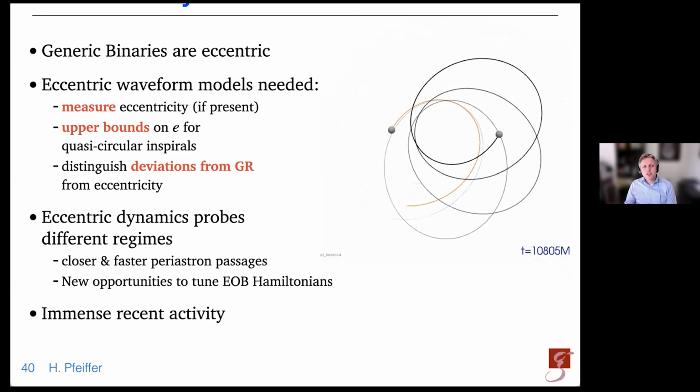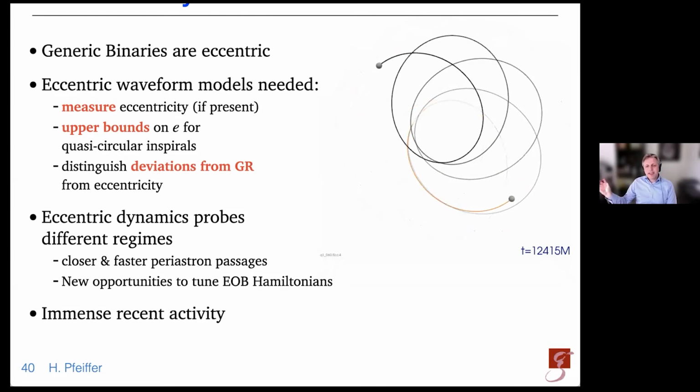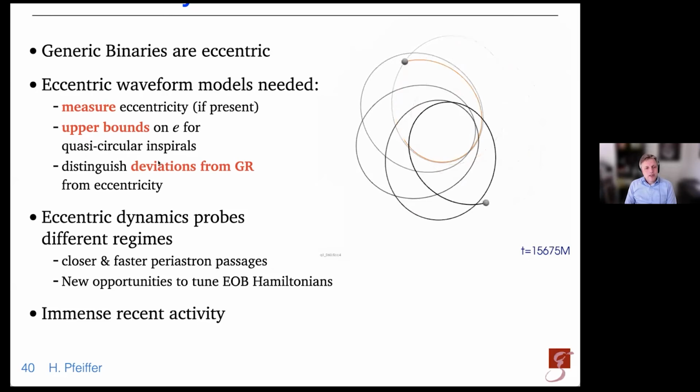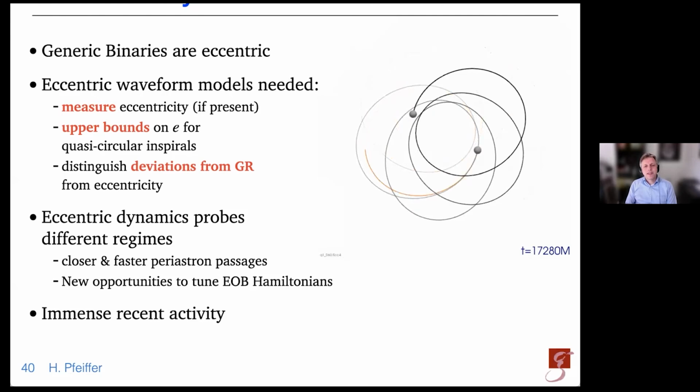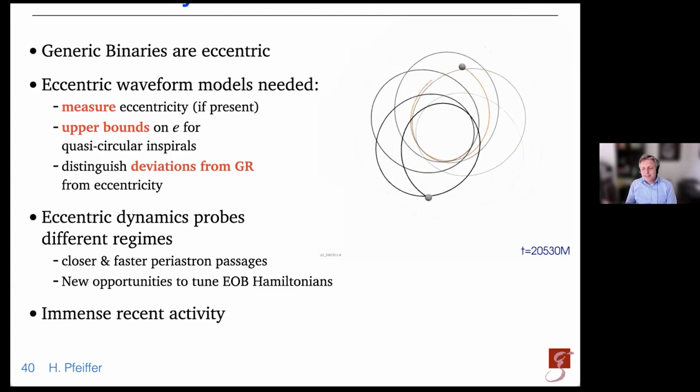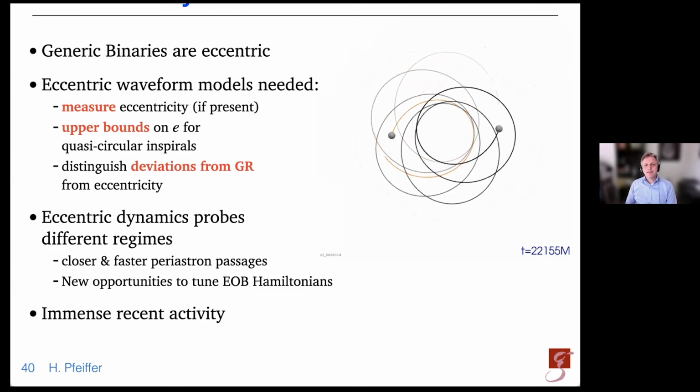And if it's not there, to put upper bounds on the eccentricity so that we can say, yeah, this binary has an eccentricity less than 0.01, and that way exclude certain astrophysical formation channels. And finally, in order to distinguish deviations from general relativity from eccentricity. If tests of GR would show that we find a disagreement with quasi-circular BBH systems, then we need to check that this is an eccentric BBH system before we can claim, yeah, we need to modify GR.